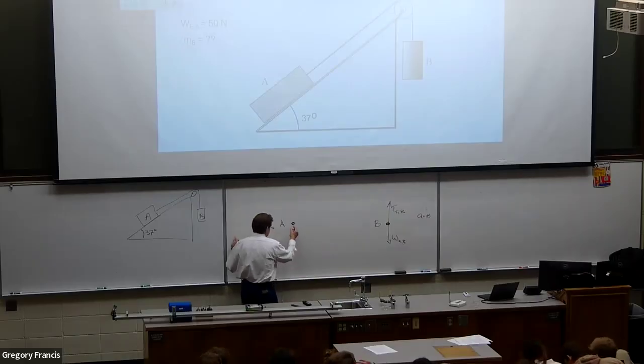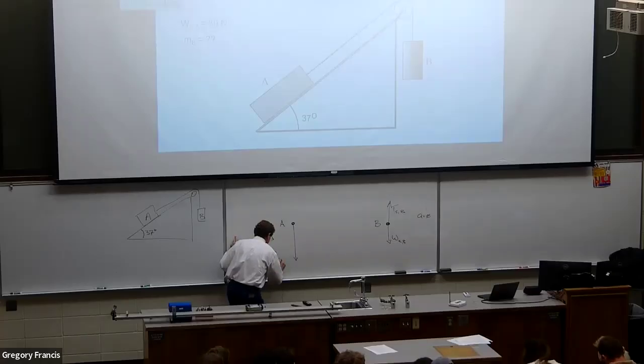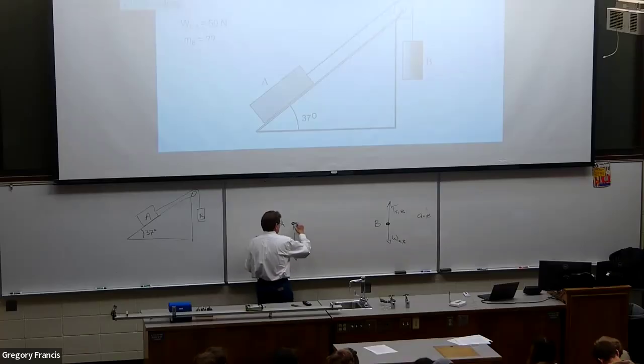I then draw the free body diagram for A. I have the weight force, Earth on A, and I'm told that that's 50 newtons. The only two things touching A are the string, and it pulls up the ramp.